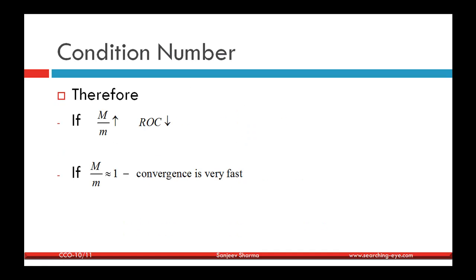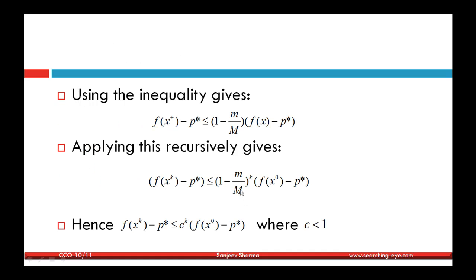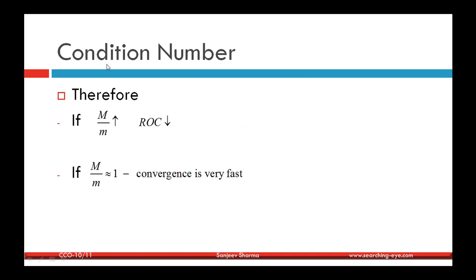And if capital M over small m is approximately equal to 1, or slightly greater than 1, say it is 2, then small m over capital M is going to be 0.5, and therefore the convergence would be very fast. It would be 0.5 to the power k. So that would be a very fast convergence, and this shows that the rate of convergence depends on the condition number of the Hessian of the function near the optimum value, or we can say that it depends on the eccentricity of the sublevel sets.